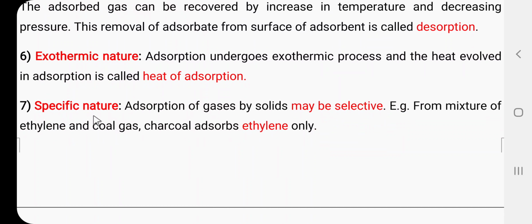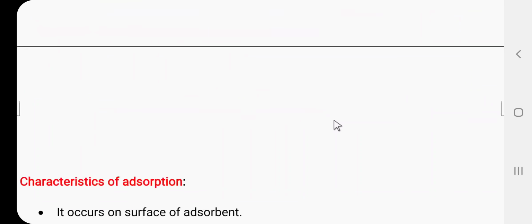And the last factor is the specific nature. The adsorption of gases by a solid may be selective. Let us consider one example: from a mixture of ethylene and coal gas, the charcoal adsorbs only the ethylene gas. So, the adsorption of gases by a solid may be selective. These are the 7 factors which affect the phenomenon of adsorption.